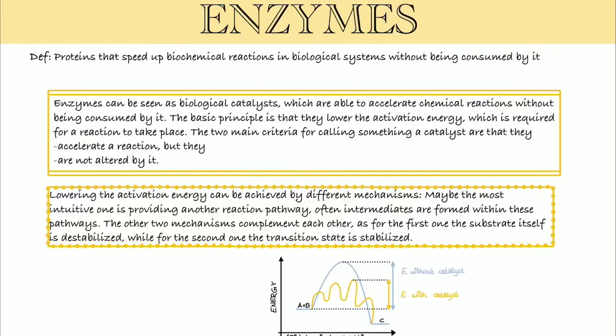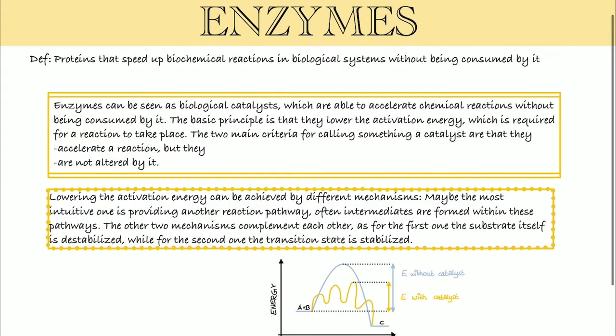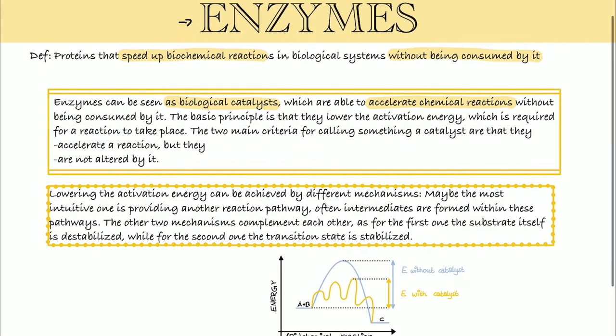Our first biochemistry episode. Today we're talking about enzymes. Enzymes are proteins that are able to accelerate biochemical reactions within our bodies without being consumed by it. Enzymes can be seen as biological catalysts, and as I said, they accelerate chemical reactions. And the most important, an essential aspect of them, is that they're not consumed or altered by it.